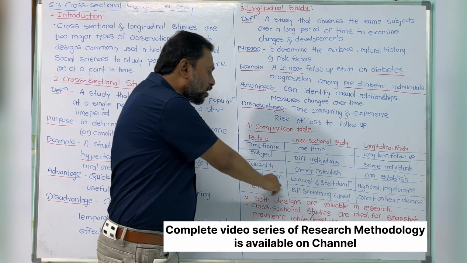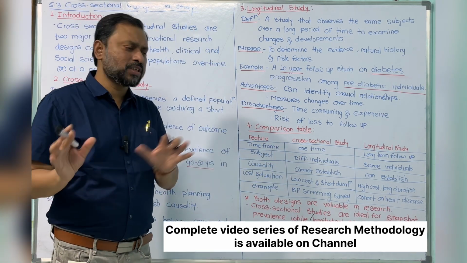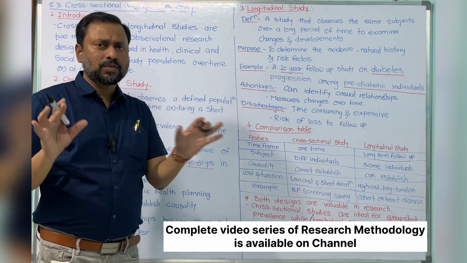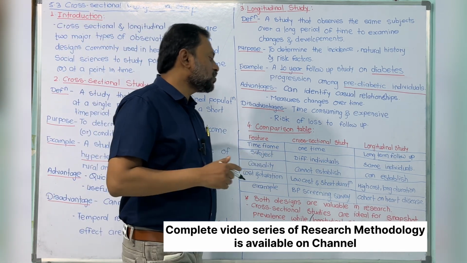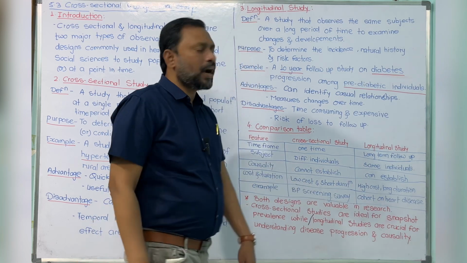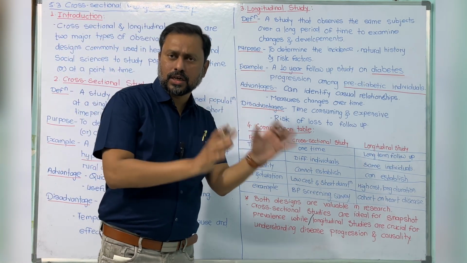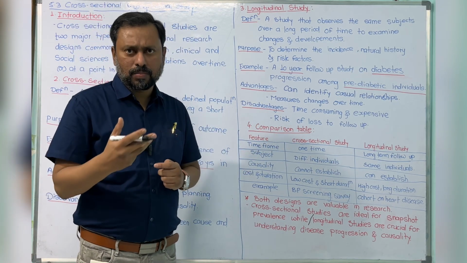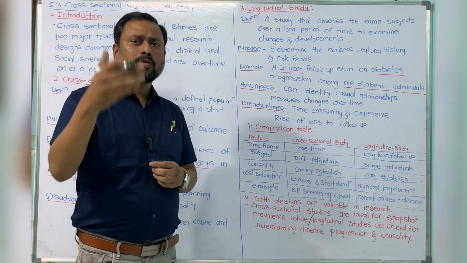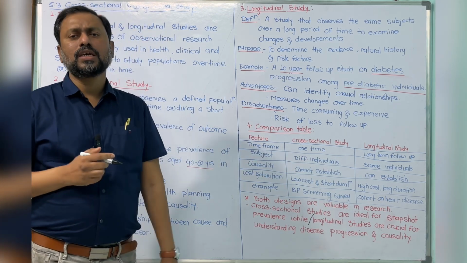Example: a BP screening survey in a cross-sectional study. In a particular area, you check the BP among people aged 40 to 60 years. This is a survey only. For a longitudinal study, the example is a cohort on heart disease. A cohort is nothing but a long-term, longitudinal study. In that, you observe how heart disease develops over a long period of time. This is one example of a longitudinal study.